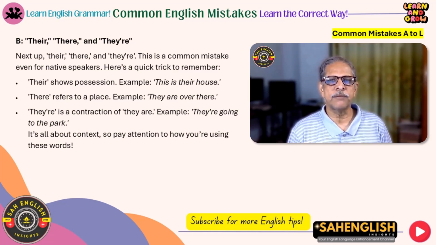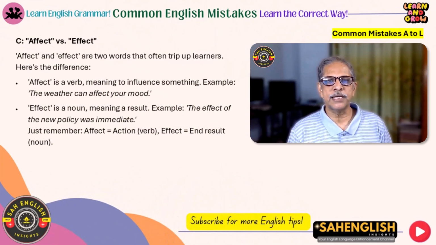They're is a contraction of they are. Example, they're going to the park. It's all about context, so pay attention to how you're using these words. C, affect versus effect. Affect and effect are two words that often trip up learners.